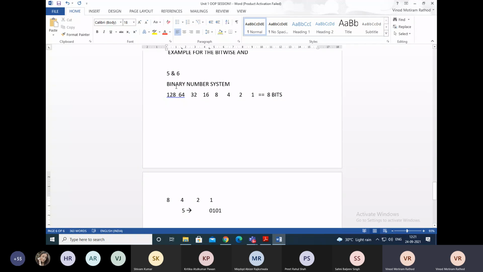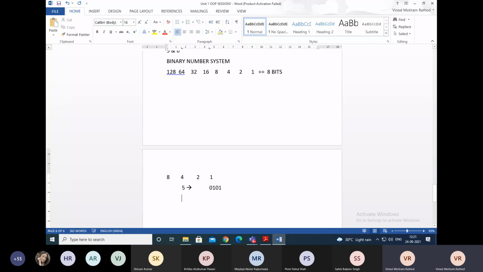Now the second number we have is 6. So how can we get the 6? Anyone? How can we get 6? 4 plus 2. So 0, 1, 1, 0. Is it fine, everyone?